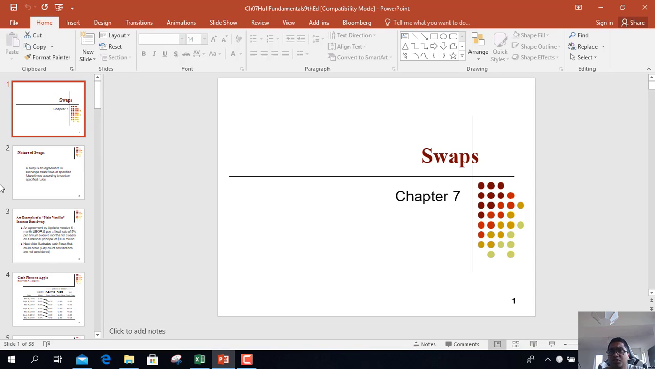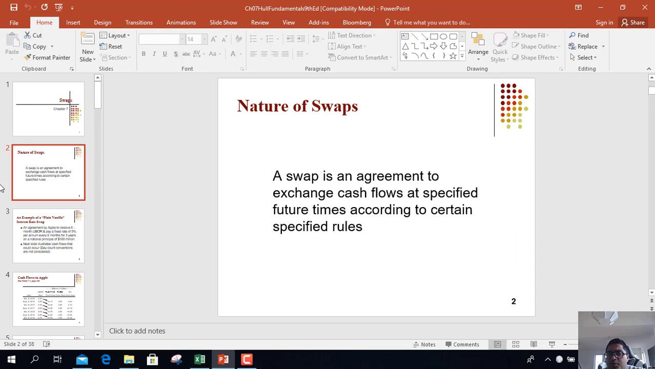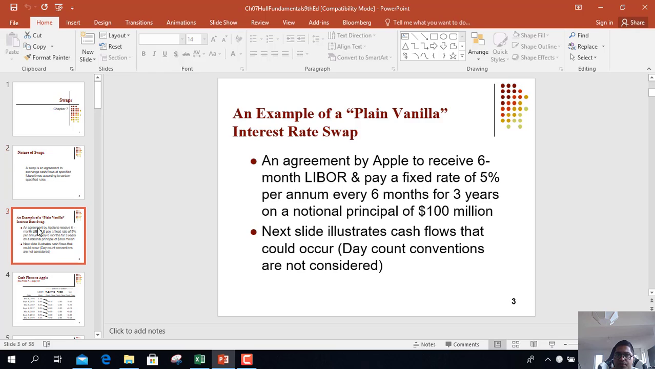Chapter 7, swaps. So what is a swap? A swap is an agreement to exchange cash flows at specified future times according to a specific rule. An example of an interest rate swap: an agreement by Apple to receive 6-month LIBOR and pay a fixed rate of 5% per annum every 6 months for 3 years on a notional principal of 100 million. The next slide illustrates the cash flow.